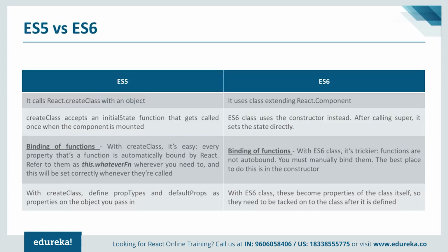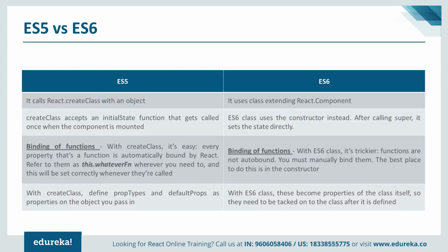Now, when I talk about the binding of functions, with createClass it's very easy. Every property that is a function is automatically bound by React. When I talk about the ES6 class, it's a little bit trickier. Functions are not auto-bound. We have to explicitly bind the function. With createClass, we define propTypes and default props as properties on the object which we pass, while with the ES6 class, these become properties of the class itself. There is a very big difference over here.